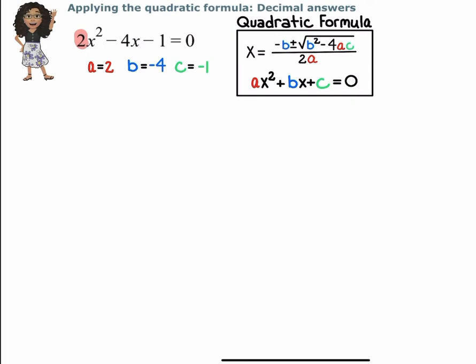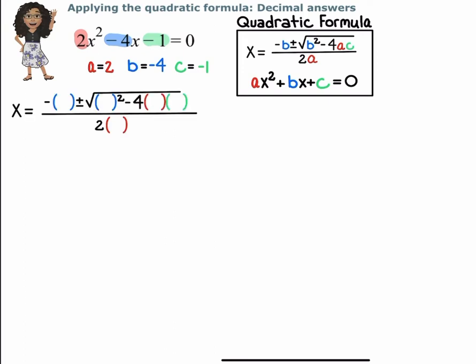The number in front of the variable squared is a, so a is 2. The number that is in front of the variable to the first power is b, so b is -4. And then the number at the end that does not have a variable is c, so c is -1.